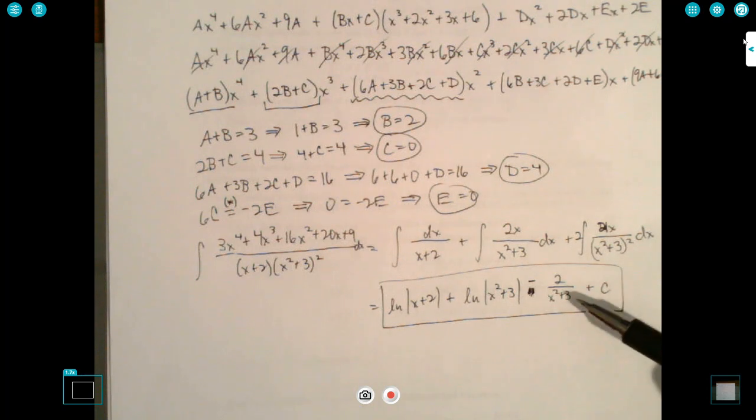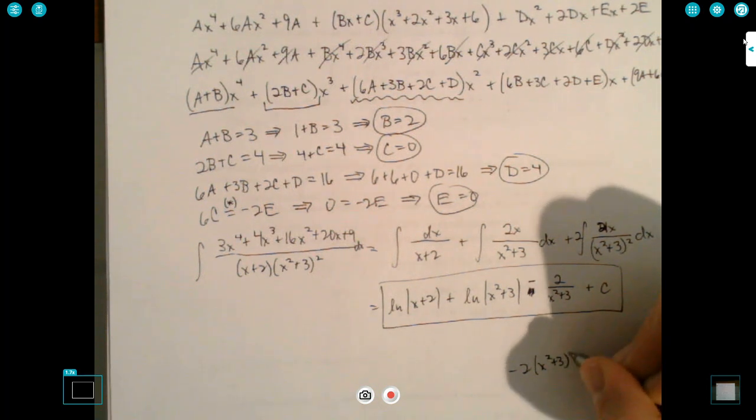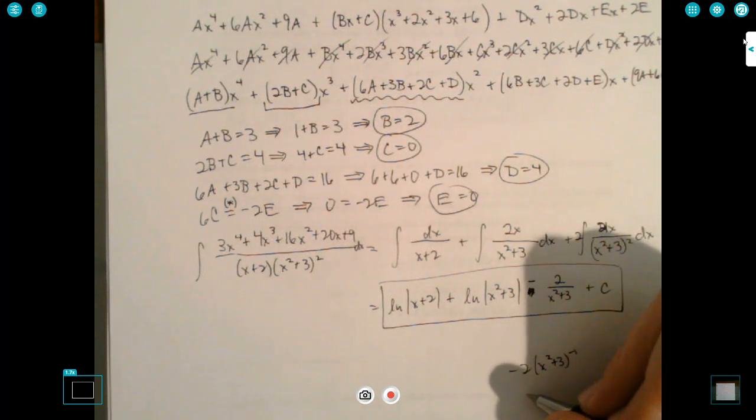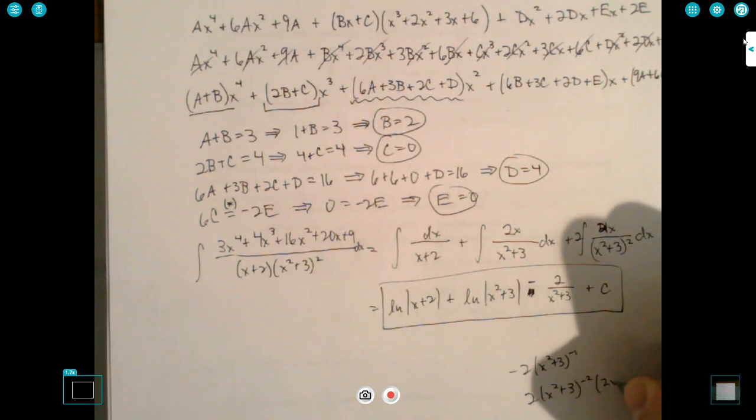Goodness, should I check this one? I mean, it would be, so negative 2 times x squared plus 3 to the negative 1. If I differentiate, that becomes 2 times x squared plus 3 to the negative 2 times 2x.